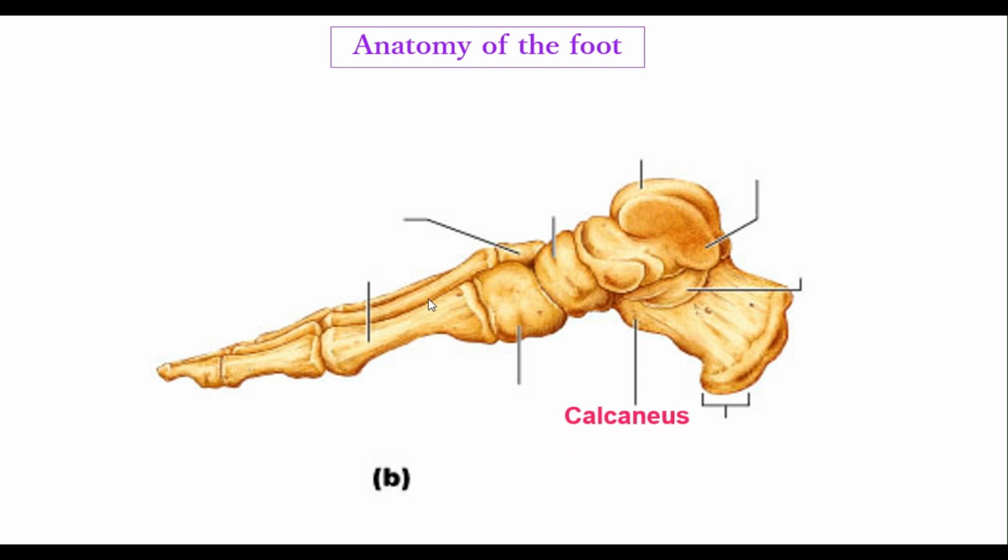Right here we can see the calcaneus. This is the calcaneal tuberosity. This is the posterior facet on the calcaneus. This is the talus, that's the second tarsal bone. This is the trochlea of the talus. The talus articulates with the tibia. This forms the ankle joint along with the fibula.